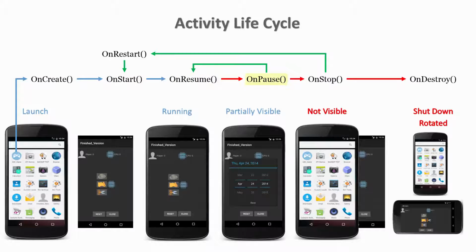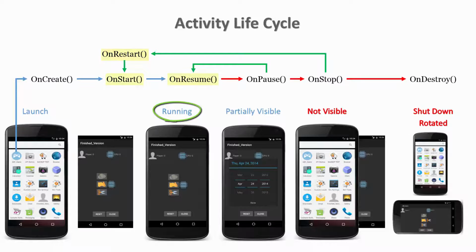The onPause method is executed when the activity is partially visible. For example, a dialog box for entering a date can cover a part of the activity. If the user navigates away from our app to another app and our activity becomes completely covered, the onPause and then onStop methods will be called. In this state, the app is still alive, but it is not visible. After that, when the user opens up our app again, the methods onRestart, onStart, and onResume are called.